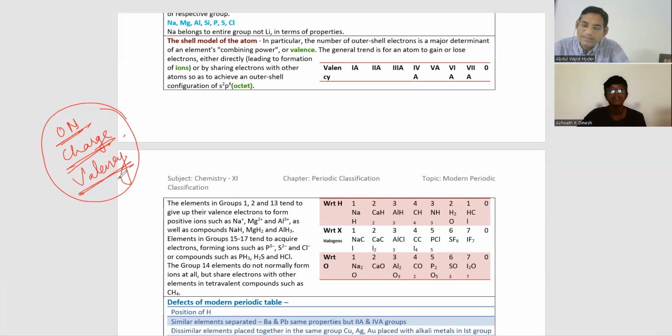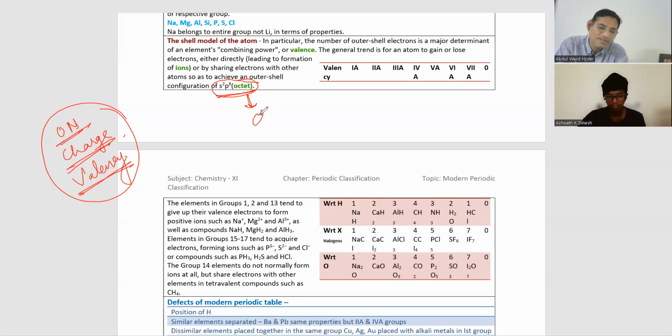Now see, for what chemistry is there? For what chemical reactions are there? For what chemical bonding is there? Just for one thing, that the last shell must have 8 electrons. Entire chemical bonding is there, chemical reactions are there, chemistry is there, so that each and every element will have 8 electrons in the last shell. That is s2p6. s2, that is 2 electrons, and p6, that is 6 electrons. So total is s2p6. That is called octet.